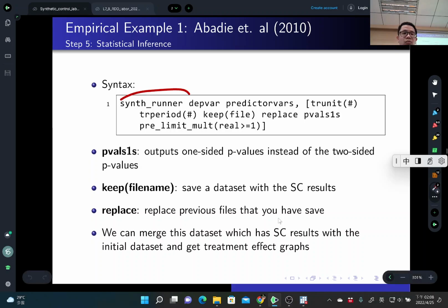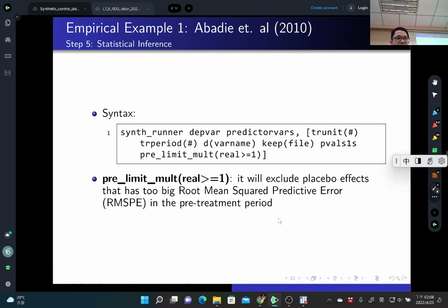You can use the synth_runner command to do that. Again, you put the outcome and also the predictors, the pre-treatment characteristics, and it will generate a result. You can also specify that you want to exclude placebo effects that have too big an RMSPE in the pre-treatment period by using this option. You will put some number here. So one means you want to exclude the placebo effects with more than one times the RMSPE of the treated unit.